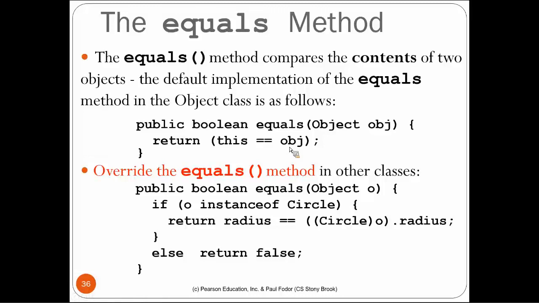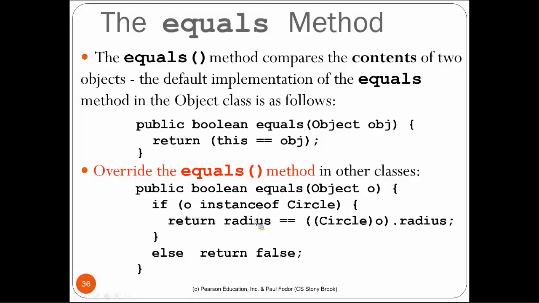Most of the classes in Java override this method equals. For instance, the java.util.Date and java.lang.String classes implement the method equals. So they override the method equals from the superclass. Let's say that we implement the equals method in the class Circle. We write the same signature, public boolean equals, which takes an object o. We can change the name of the variable, but we must use the same type.